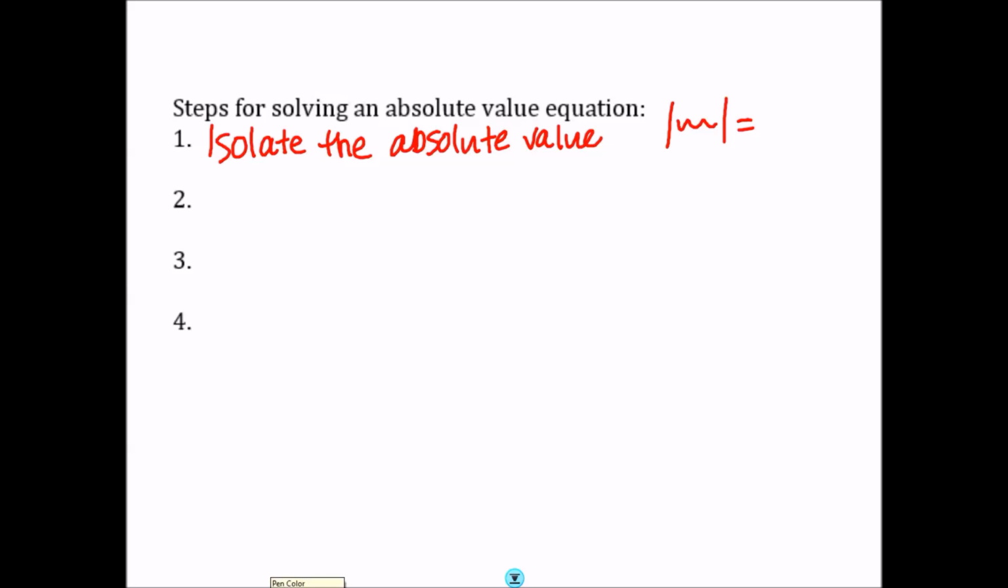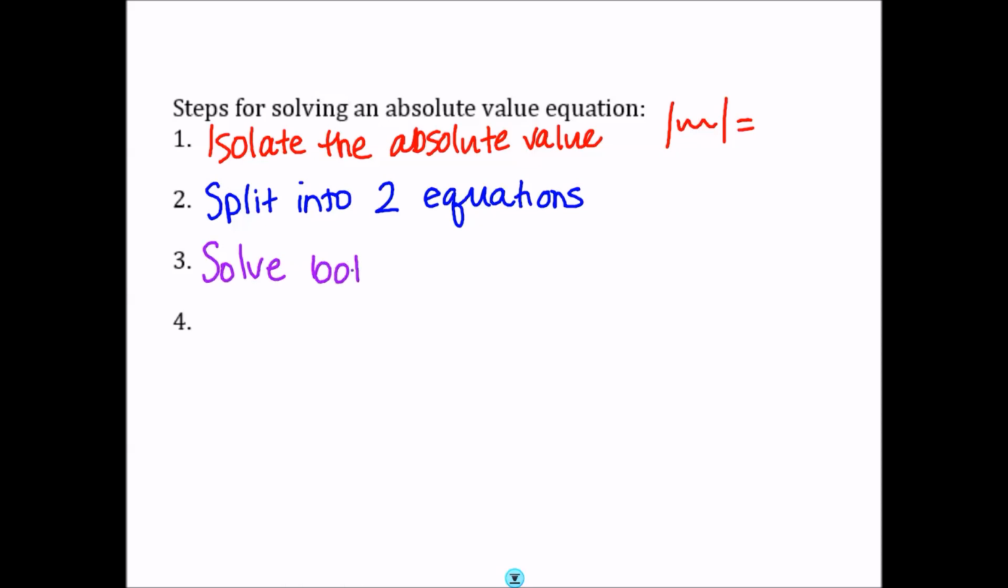The second step is to split the equation into 2 separate problems. And I'll show you how to do that in a minute. The third step is to solve both equations, which is just regular algebra. And then the fourth step is to check your answers.